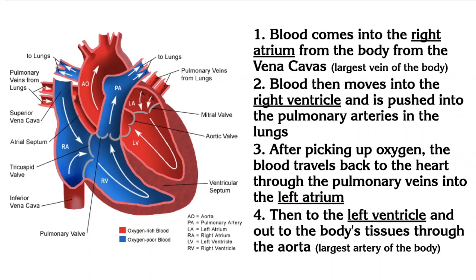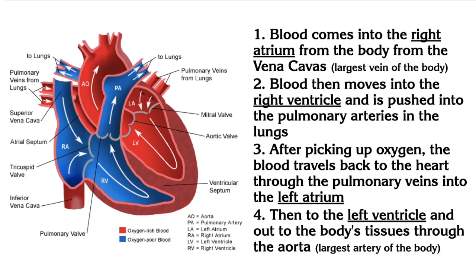Then as we leave the left ventricle, we're going to go out the aorta, and that goes to the body cells, carrying oxygenated blood. So you can see on the right-hand side, we have the breakdown. Blood comes into the right atrium, as we said, from the vena cavas, which are the larger blood vessels, or larger specifically veins. Then the blood's going to move into the right ventricle, get pumped or pushed into the pulmonary arteries, which is to the lungs.